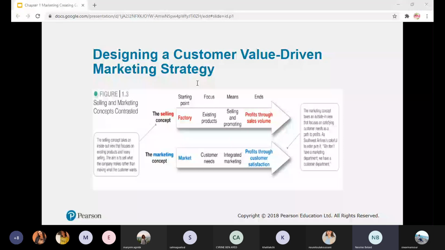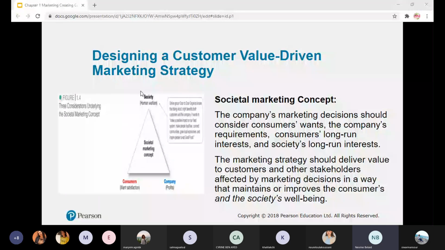This is the difference between the marketing concept and the selling concept. With the selling concept, we already have our product and we are looking for customers to buy it. But with the marketing concept, we start from the customer. We try to understand the needs and wants of customers, and then we develop a product that answers these needs and wants. Now the societal marketing concept.